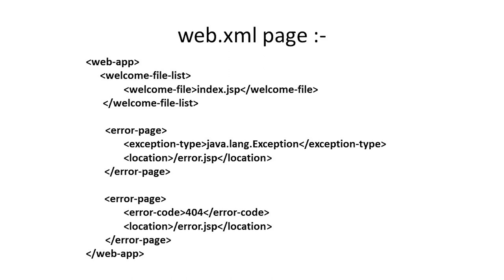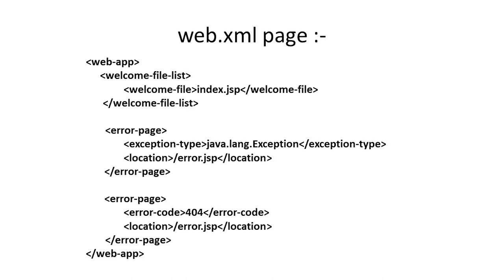Suppose we have an SQL exception, then the exception type will be java.sql.SQLException. For this type of exception, the location will be sqlerror.jsp, or whatever the file name will be. So accordingly we write different error pages as per the different types of error.